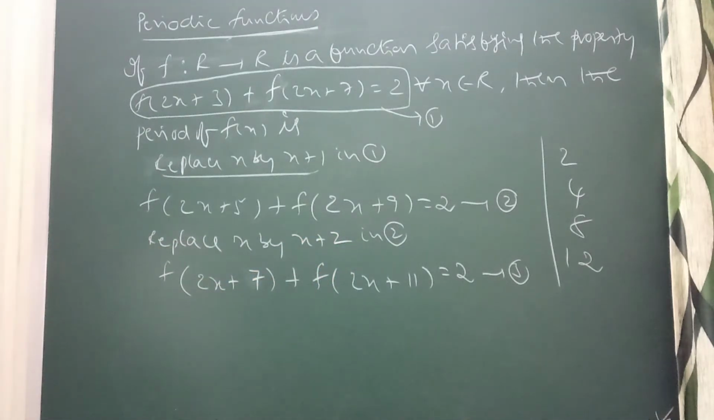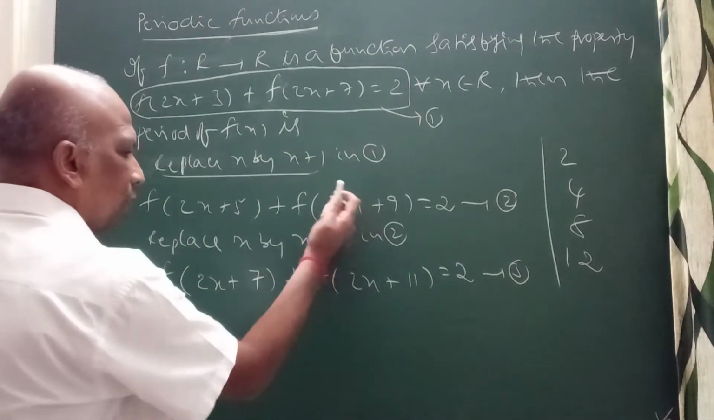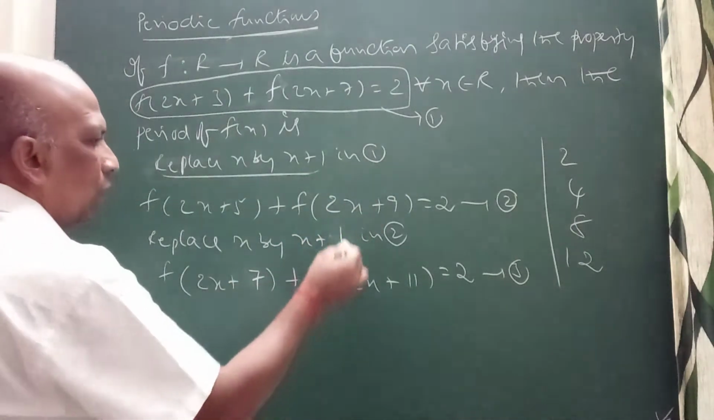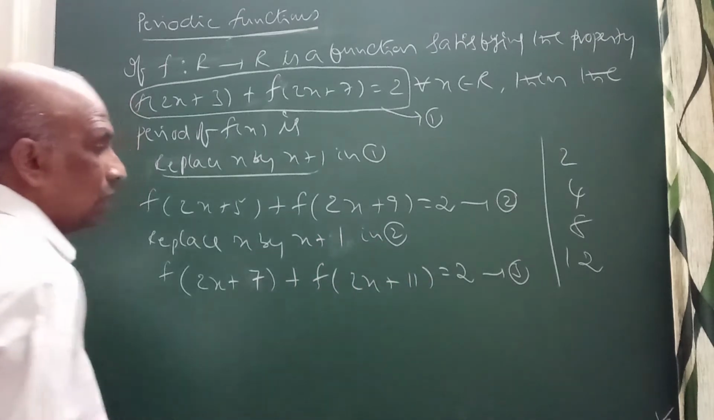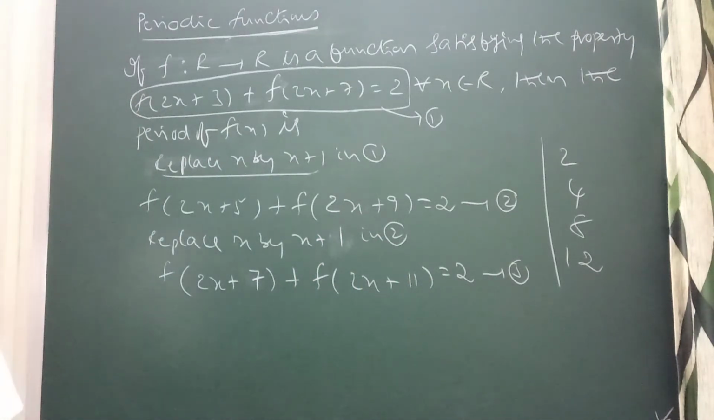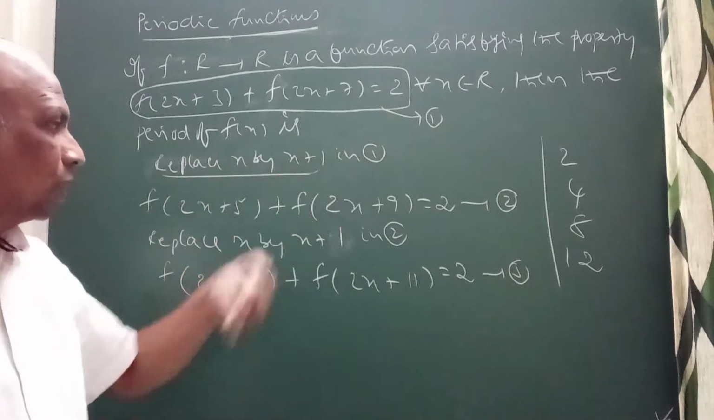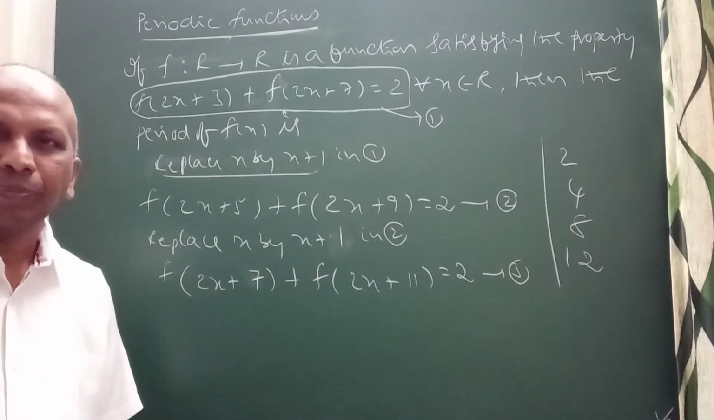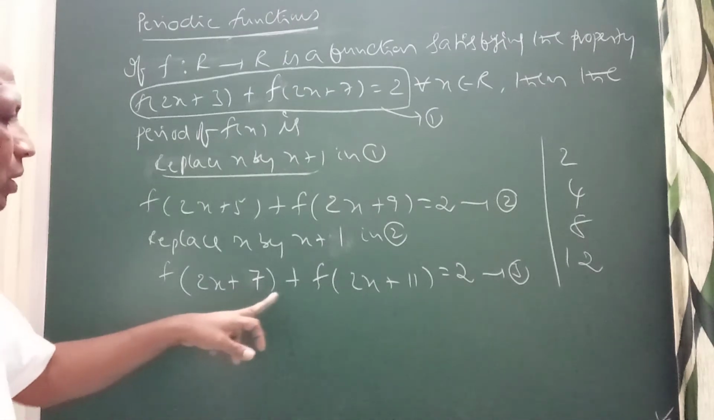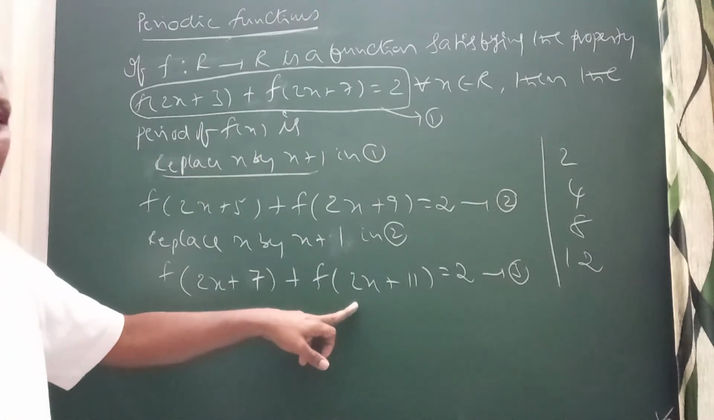If we substitute x by x plus 2 again, you can see what result comes. If you replace x by x plus 1 only, then this is 2x plus 7. Again you replace that only, which is better here. Replace x by x plus 1, and again replace x by x plus 1, then you will get f of 2x plus 7 and f of 2x plus 11.